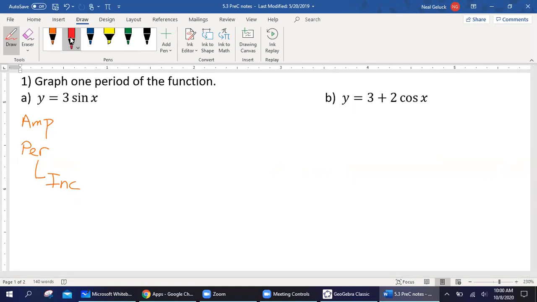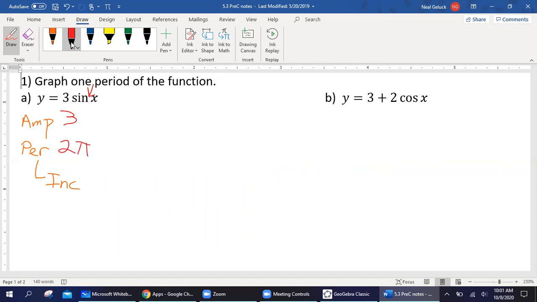So amplitude is the number in front. It basically is the vertical stretch. I have a 3 multiplied to this, so that means this has an amplitude of 3. The period is based off of whatever's multiplied to x. Technically, it's just a 1. So I take the normal period, which is 2 pi, and I divide by 1. That's just 2 pi. So it's the normal period of a sine function, 2 pi.